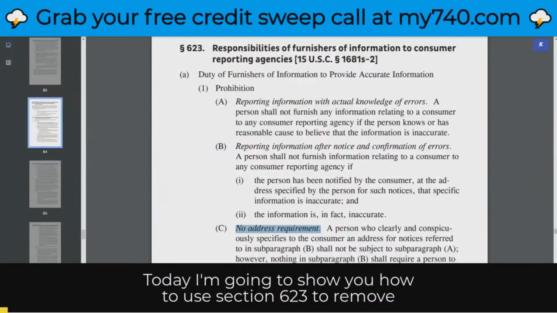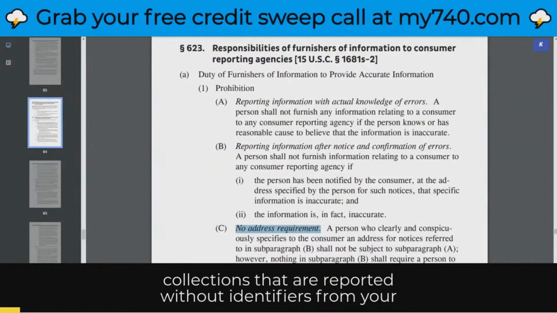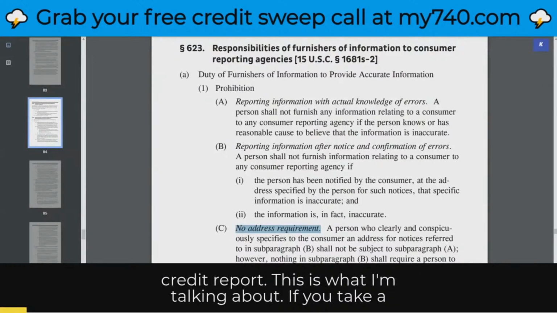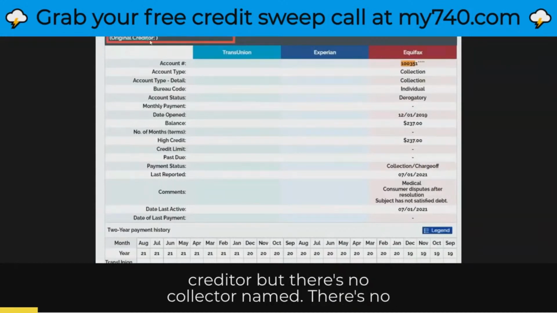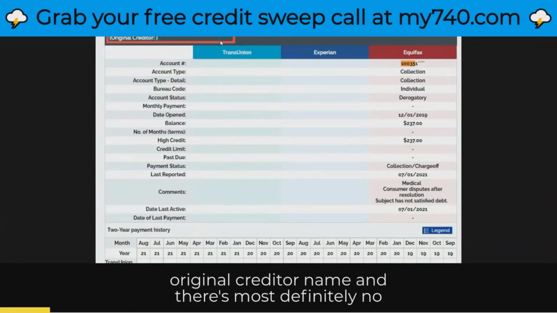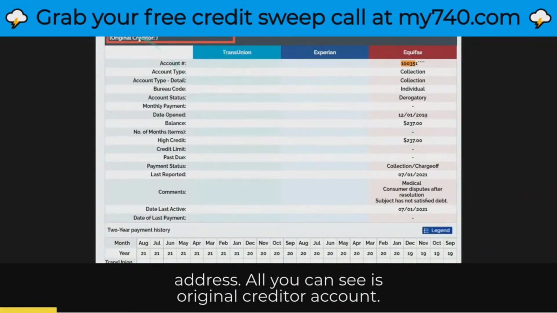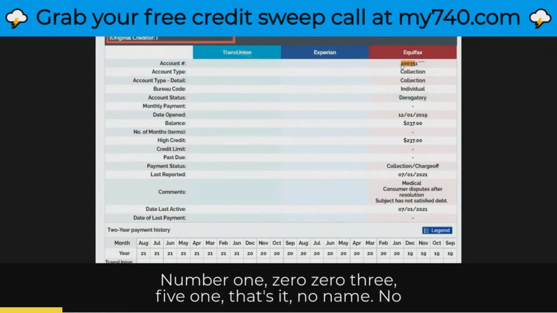Today, I'm going to show you how to use Section 623 to remove collections that are reported without identifiers from your credit report. And this is what I'm talking about. If you take a look at this collection, you can see that it says original creditor, but there's no collector name, there's no original creditor name, and there's most definitely no address. All you can see is original creditor, account number 100351. That's it. No name, no nothing.